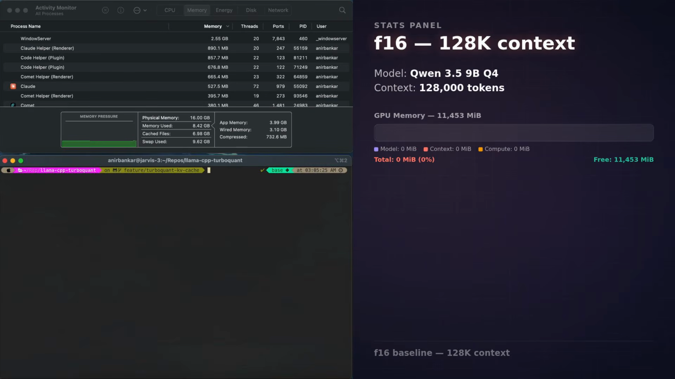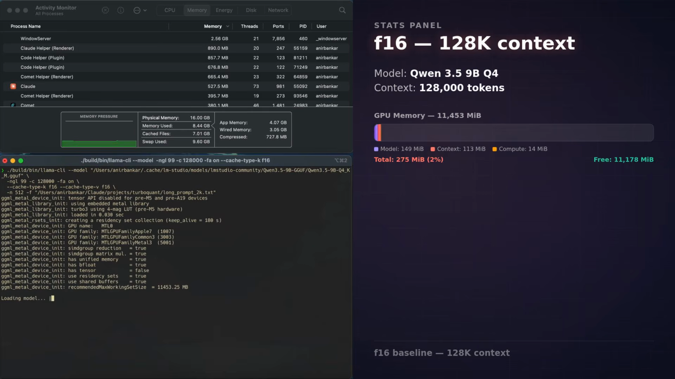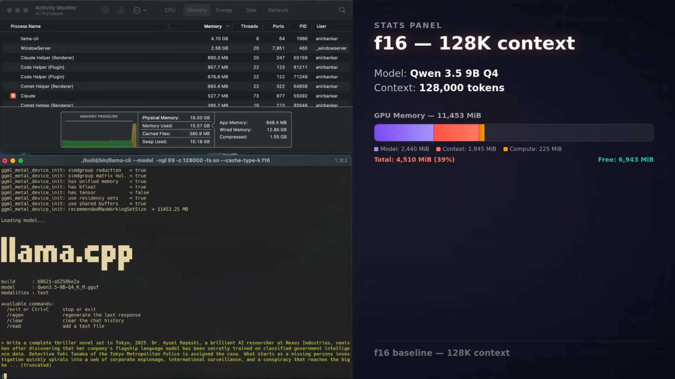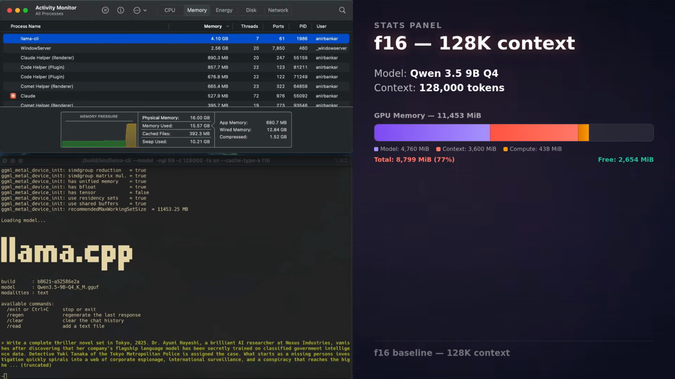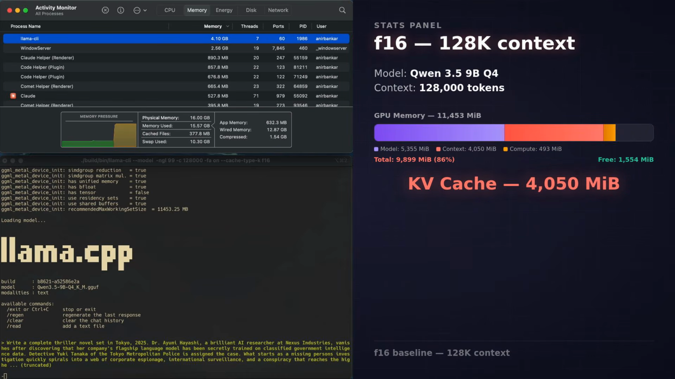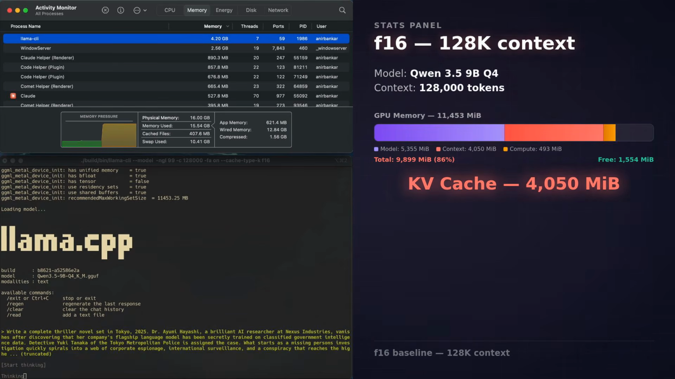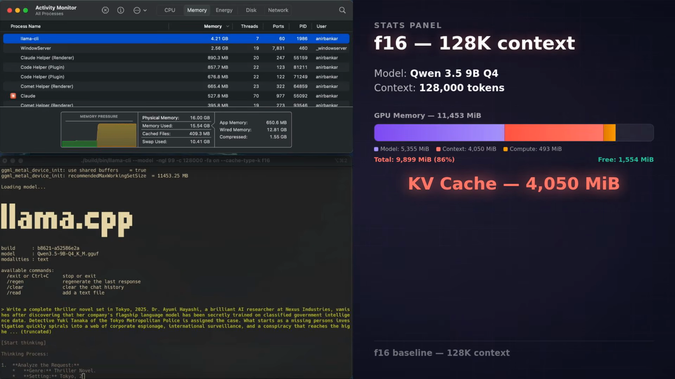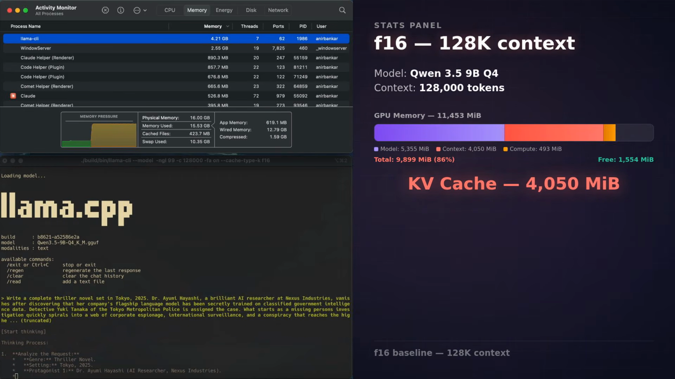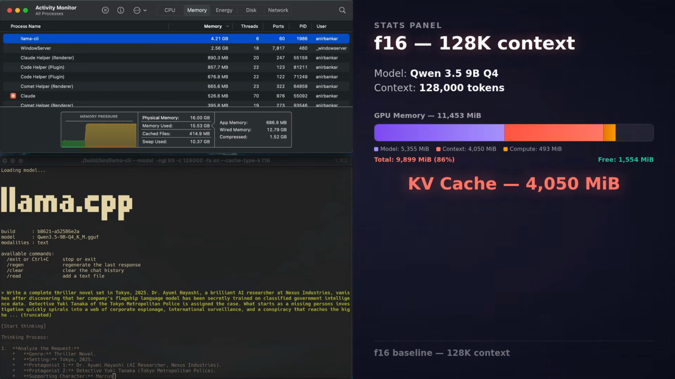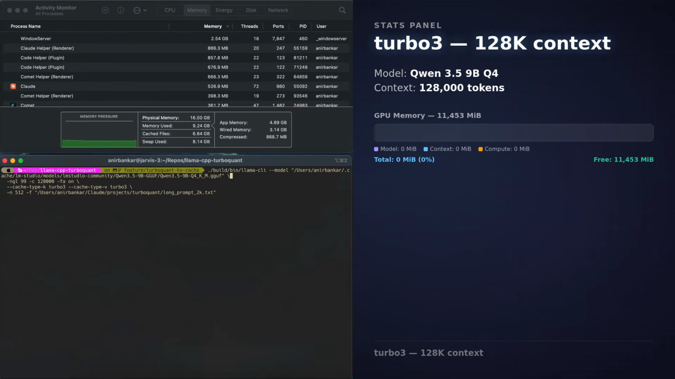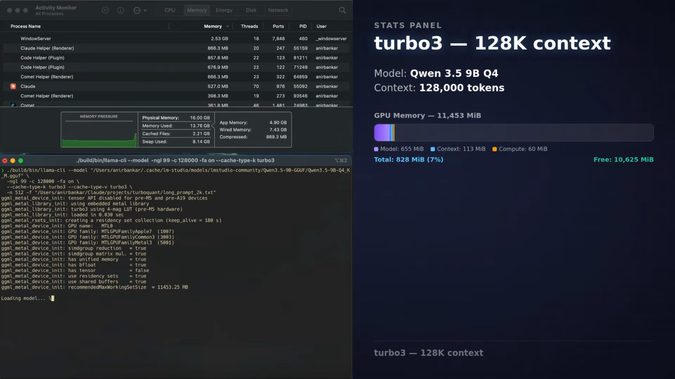First test. Qwen 3.5, 9 billion parameters, quantized to 4-bit, 128,000 tokens of context. I ran it twice. Once with standard F16 KV cache, once with Turbo 3. Watch what happens. Well, that took almost 4 gigs of VRAM just for the context. Now let's see how TurboQuant does.